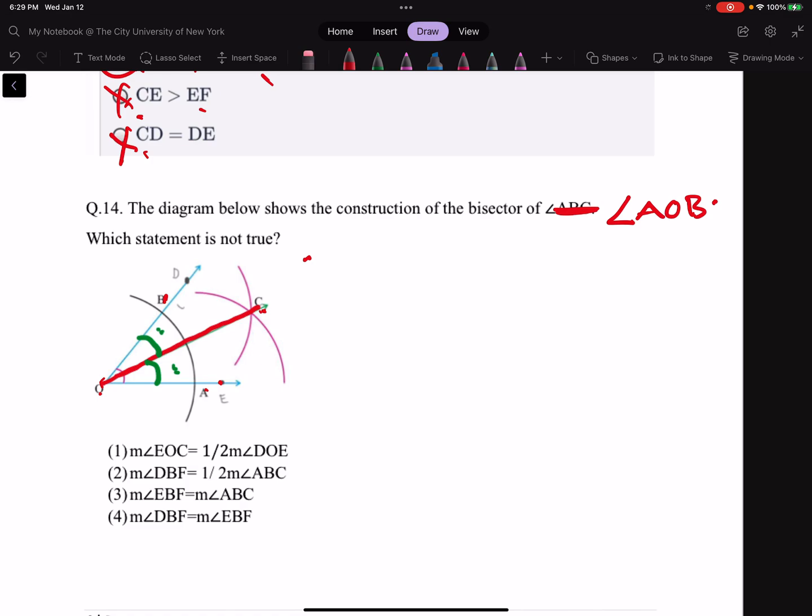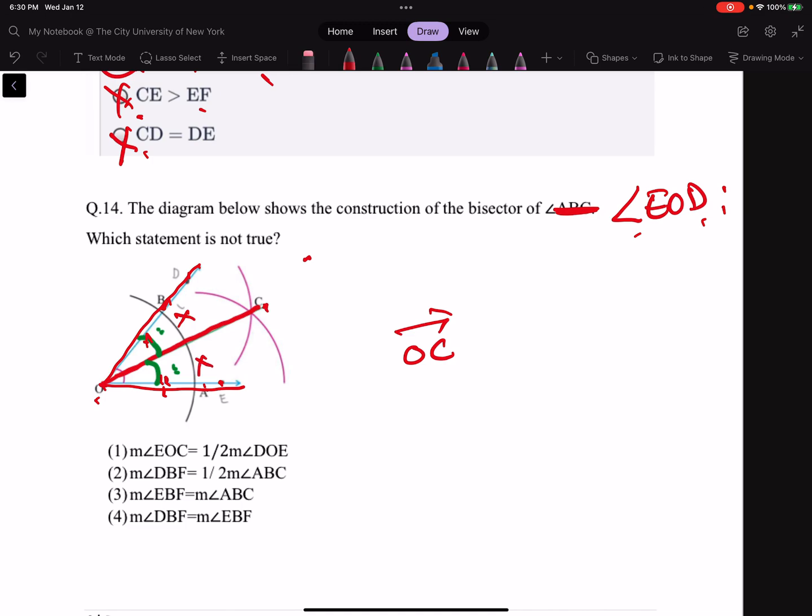So, if it is a bisector, who bisects? AOB, this one, or rather EOD. I'd better say EOD. So angle EOD is bisected by the ray OC. So OC bisects EOD. Once you bisect that, you divide this DOE into two equal, congruent parts. So DOC or BOC, if it is X, this is also X.